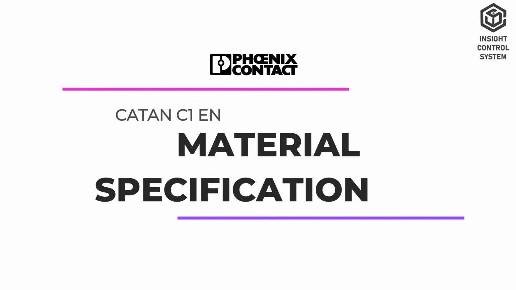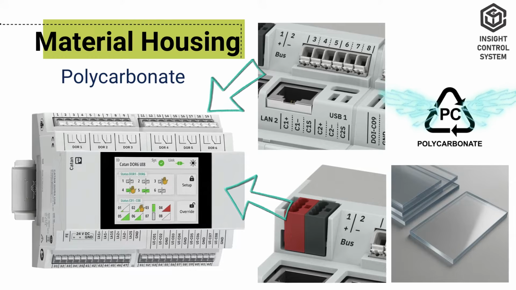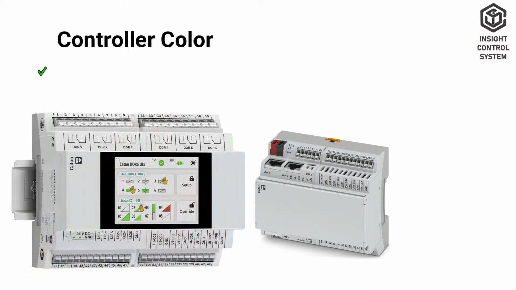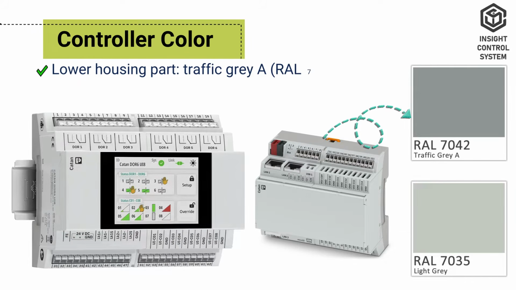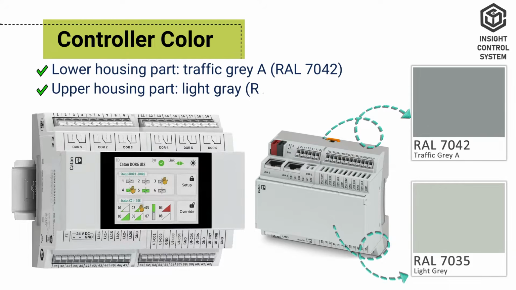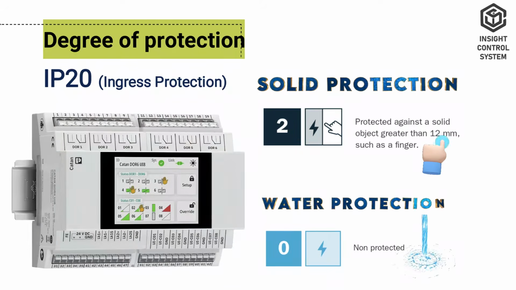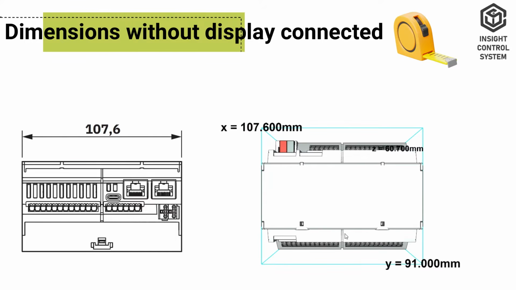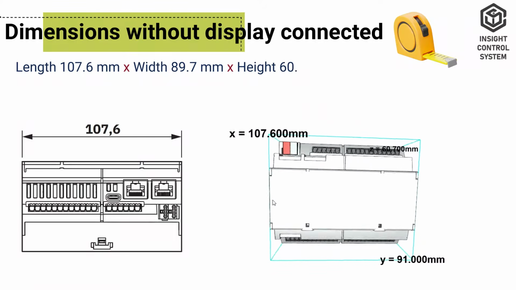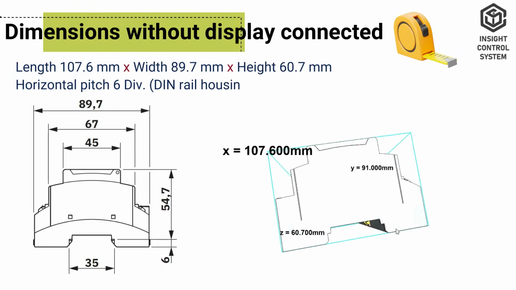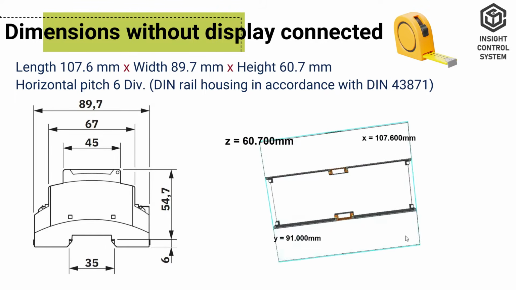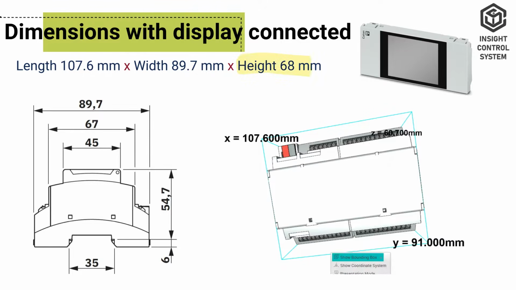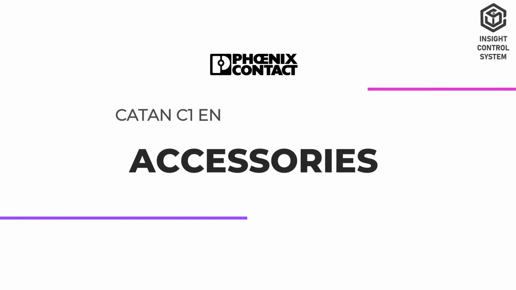Material specification. Controller housing material is polycarbonate. Flammability rating according to UL94 V0. Controller color: lower housing part is traffic gray A, upper housing part is light gray. Degree of protection is IP20. Weight is 243 grams. Dimensions without display: length 107.6 mm, width 89.7 mm, height 60.7 mm. Dimensions with display: length and width are the same, height is 68 mm.